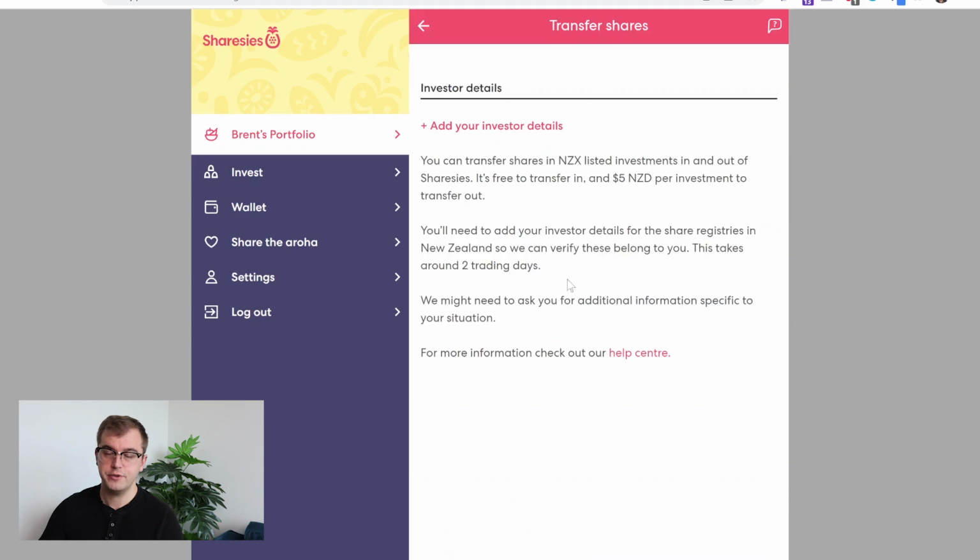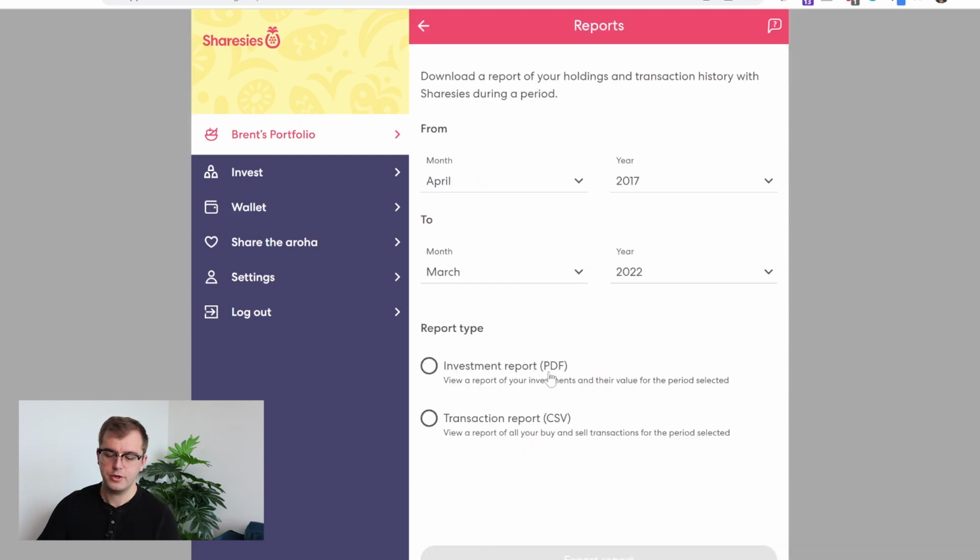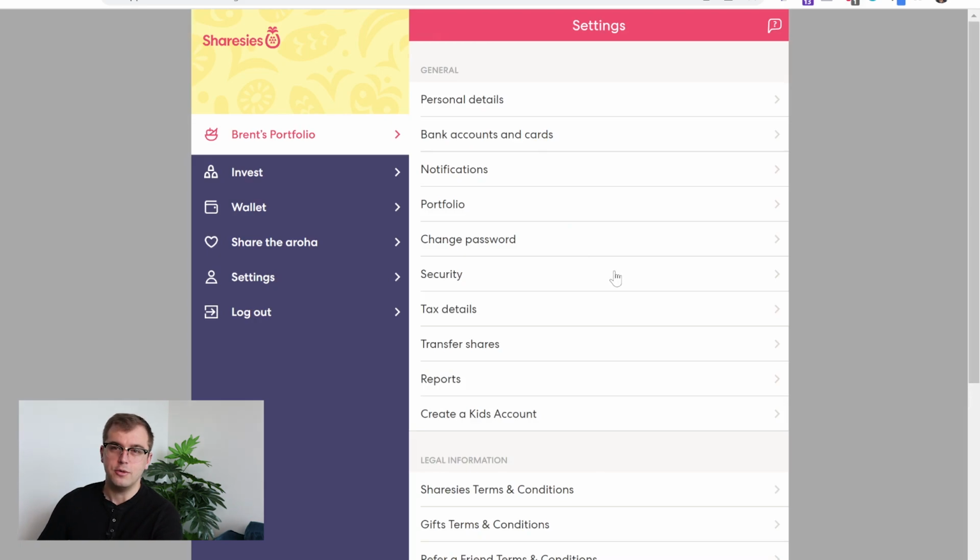You also have the option to transfer shares, and this is where people want to take their shares out of Sharesies. For most people this won't be an issue, however if you want to move your shares into a different holding account and pay a simple fee to do so. We also have the option of looking at reports, and we can select the time horizon when it starts and finishes, if we ever wanted to look at our transaction history. So here we have two report types. We have our investment report, which is a PDF, and our transaction report, which is a CSV file, which can be opened using Excel.